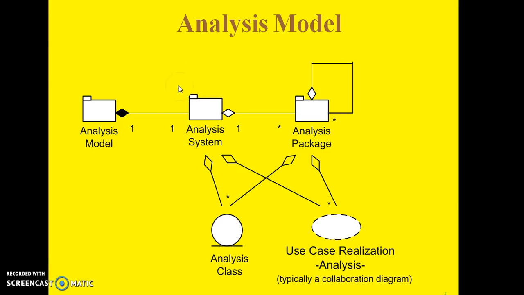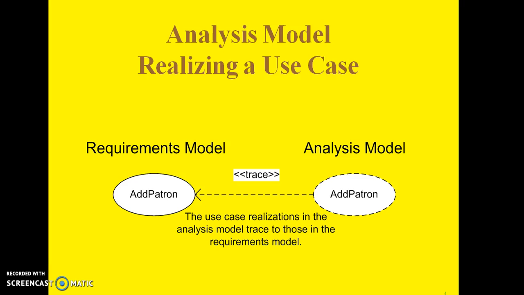So the analysis model consists of the analysis system and analysis packages. An analysis package contains groups of analysis classes, which are further divided into use case realizations by analysis, typically a collaboration diagram. So the analysis model realizes a use case. From the requirements model we go to the analysis model.